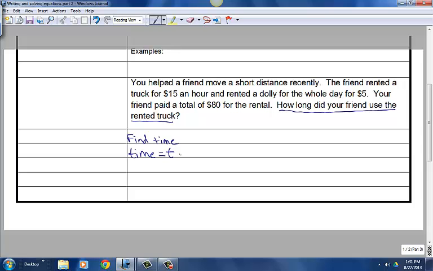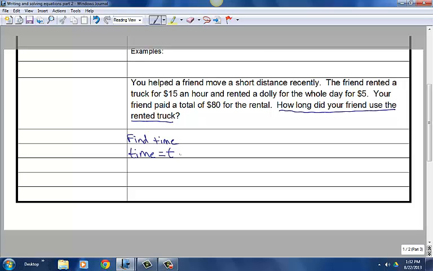The next step is to read the problem. You helped a friend move a short distance recently. The friend rented a truck for $15 an hour and rented a dolly for the whole day for $5. Your friend paid a total of $80 for the rental. How long did your friend use the rented truck?